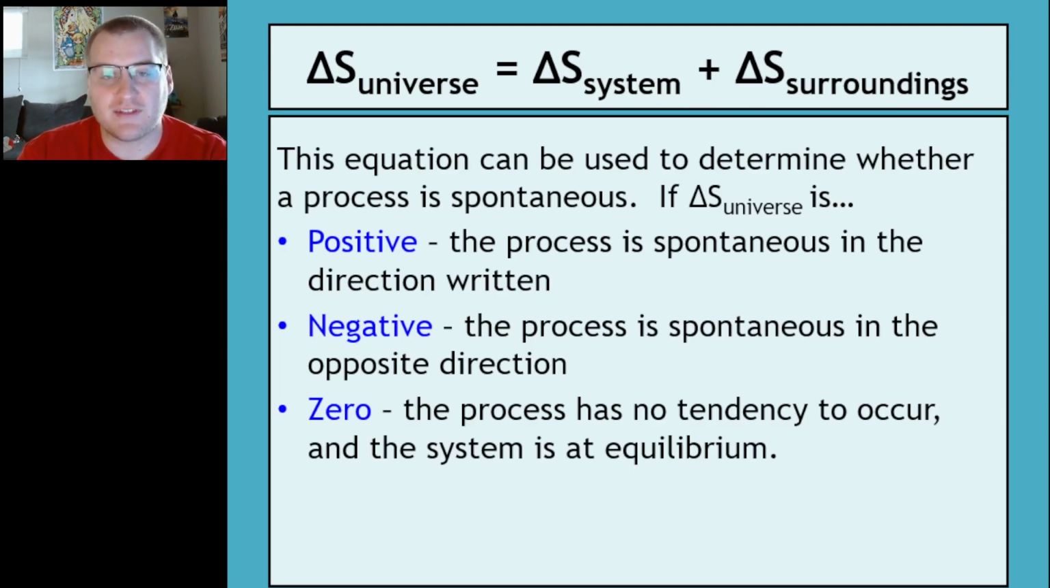Okay, so this would basically be like, I give you a reaction, and then off to the side, I'm telling you this information. If the entropy of the universe is positive, that means the reaction is spontaneous. If the entropy of the universe is negative, the process is spontaneous, but in the opposite direction. So the current direction it's written is not spontaneous, but if you flip it around, it would be. And if the entropy of the universe doesn't change, the process has no tendency to occur, and the system is at equilibrium. So if the entropy of the universe doesn't change, we have a reaction at equilibrium.